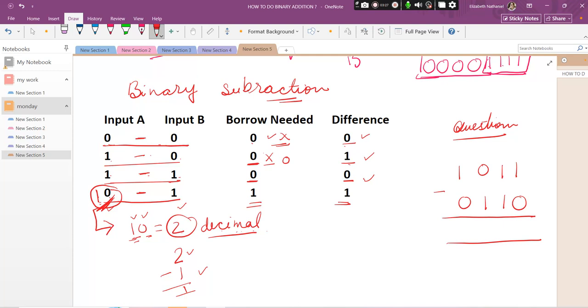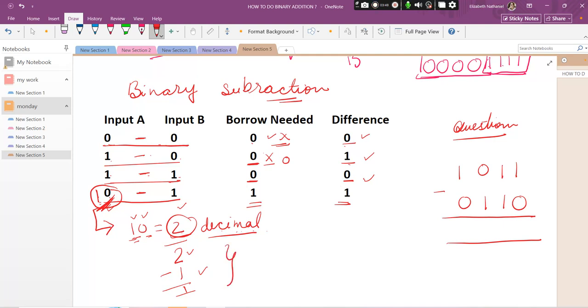Yes, sometimes we are switching. Sometimes we are purely doing binary addition or subtraction like this, but sometimes when we are borrowing or carrying, we are dealing with this conversion at the same time. So it will make your calculation easy.